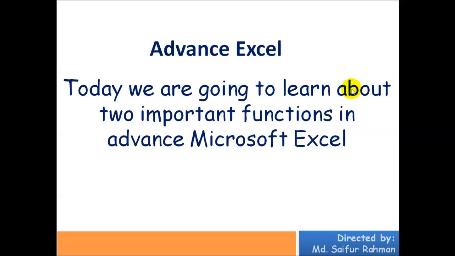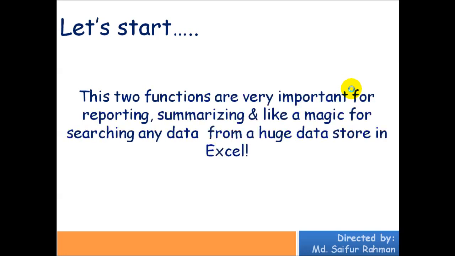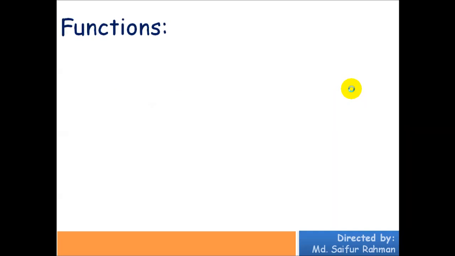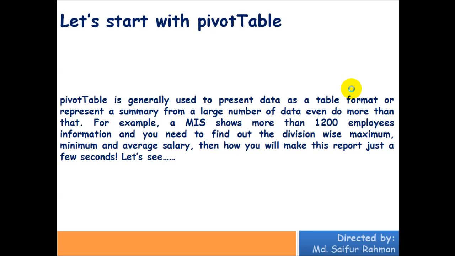Today we are going to learn about two important functions in Advanced Microsoft Excel. Let's start. These two functions are very important for reporting, summarizing, and like magic for searching any data from a huge data store in Excel. The function names are pivot table and VLOOKUP. Let's start with pivot table.